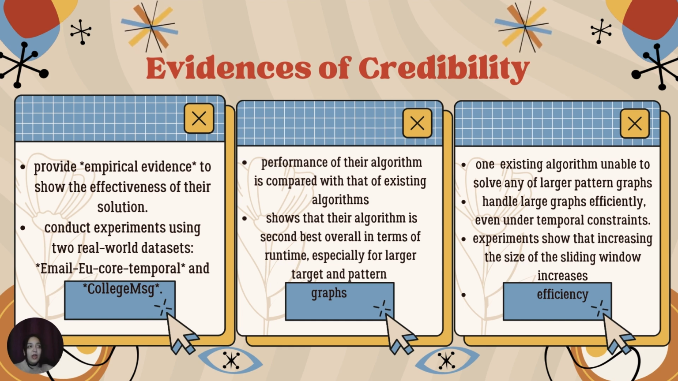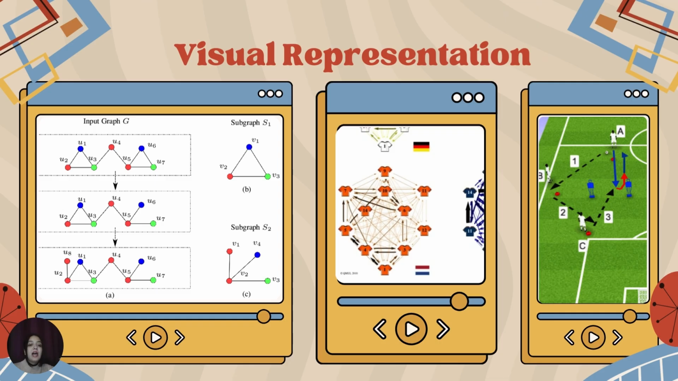And then we have also seen that there is an existing algorithm that is completely unable to solve any kind of larger pattern graphs, which is basically a specialty of this solution. And we can see through experiments the size of the sliding window and how this increases efficiency when you increase the size. Coming over to the visual representation of this is just for an understanding. The first picture will show you a more generic understanding of this, whereas the other two are more relevant to our project. And now Varisha is going to explain the code and the output.